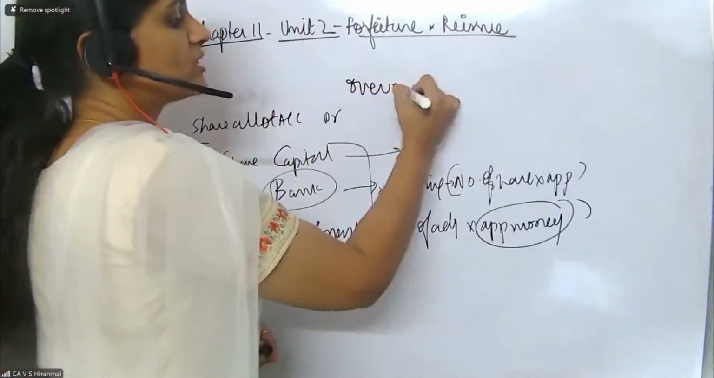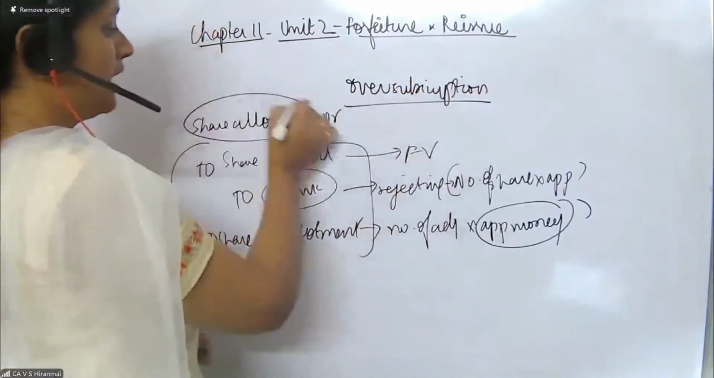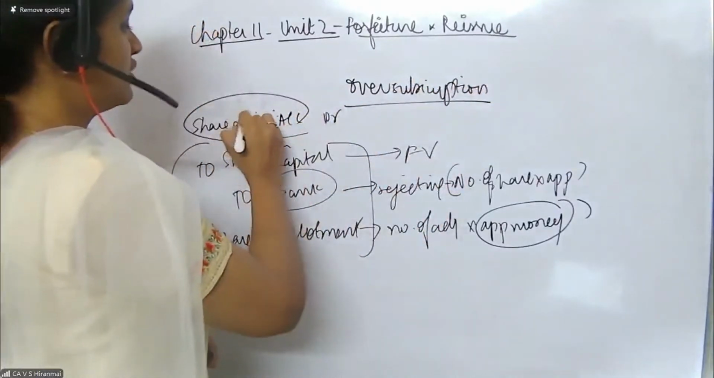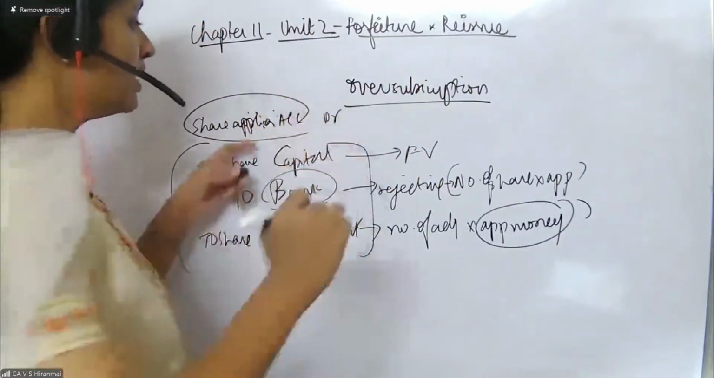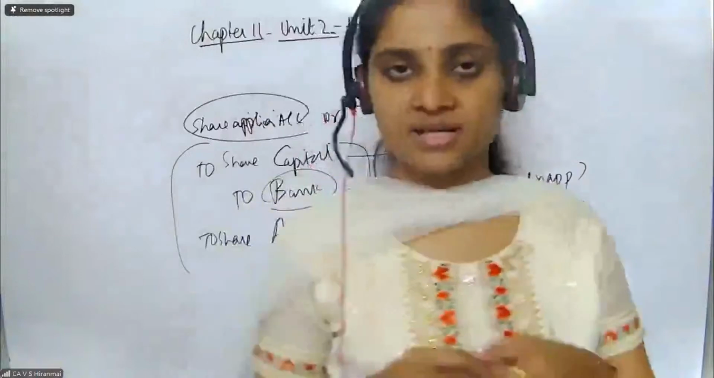When you receive an oversubscription, immediately the second entry of your application, I'm sorry, this is not allotment, share application, you are supposed to pass this CBA entry. So remember this. This was the concept.